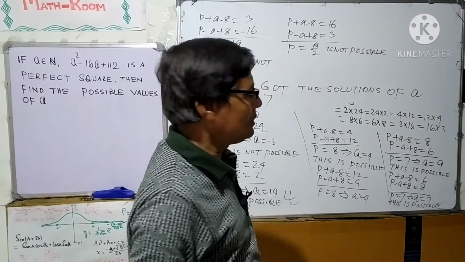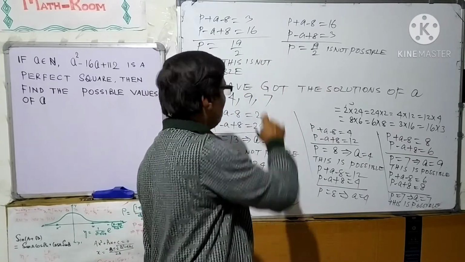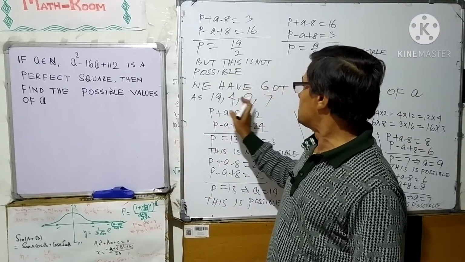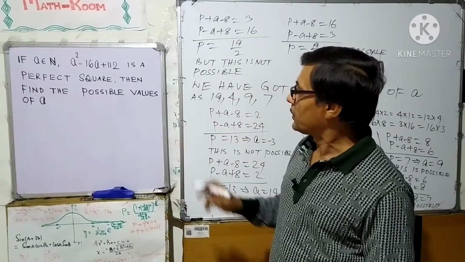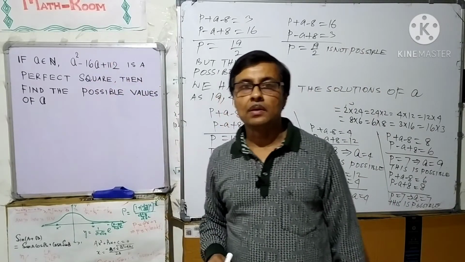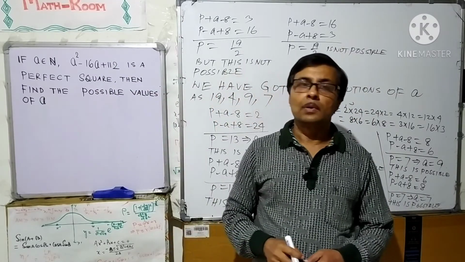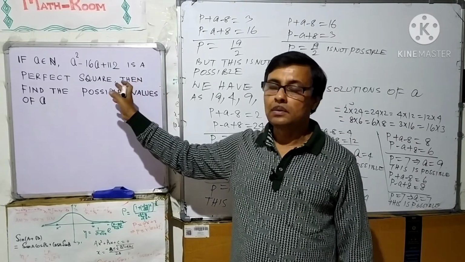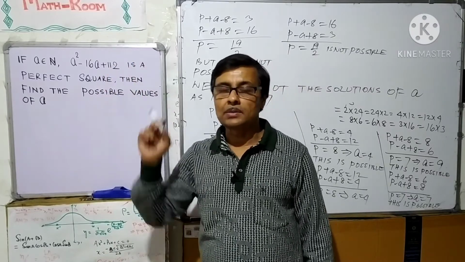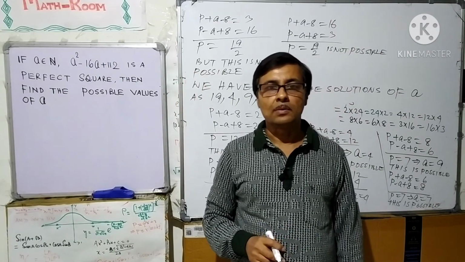These are the solutions of a which we have got from these equations after solving them. These are the solutions of a for which a square minus 16a plus 112 is a perfect square. Thus we have derived the solutions of a for which a square minus 16a plus 112 is a perfect square, where a also belongs to the set of natural numbers.